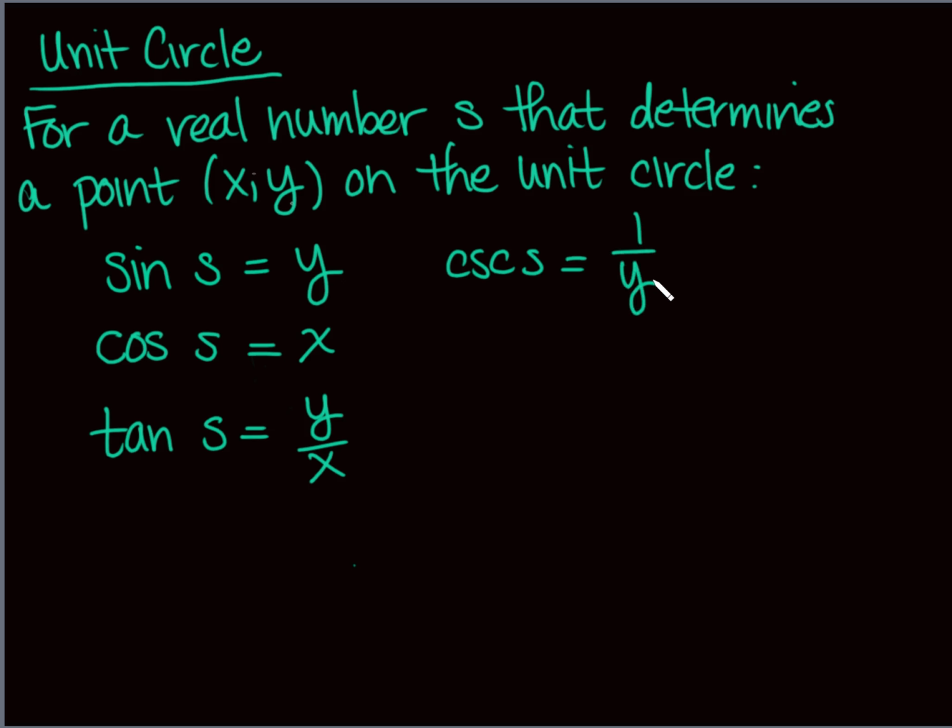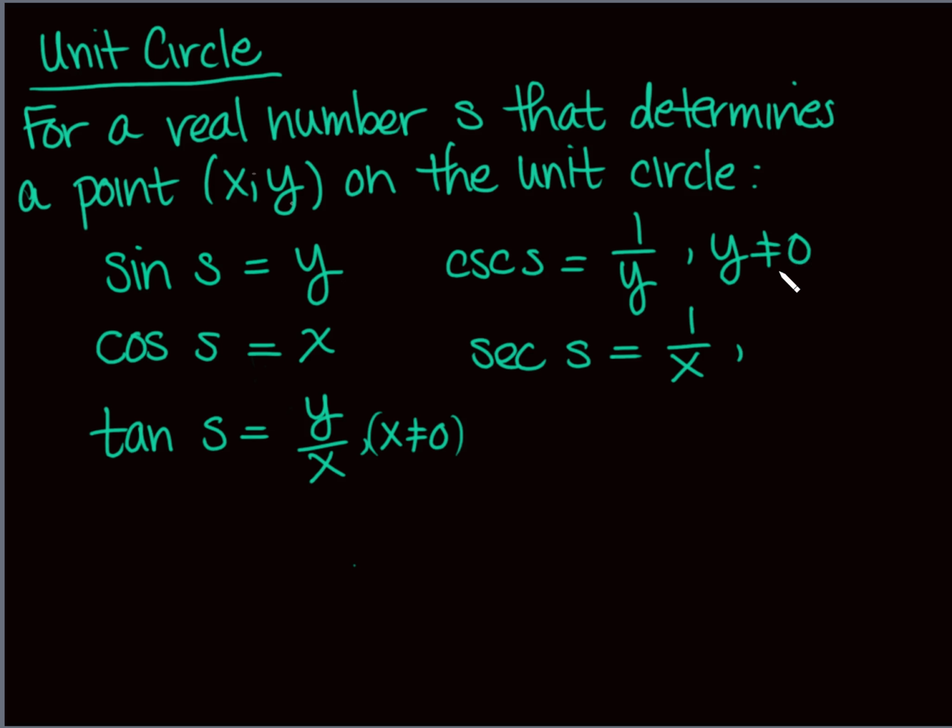A couple things here. Right here, it'd be in poor taste if I didn't state that x can't be 0. So looking at it this way, if you look at x can't be 0, then you know right away that tangent is undefined on the y-axis. Okay, secant of s is 1 over x. And right here, y can't be 0, of course. So that means cosecant is not defined on the x-axis.